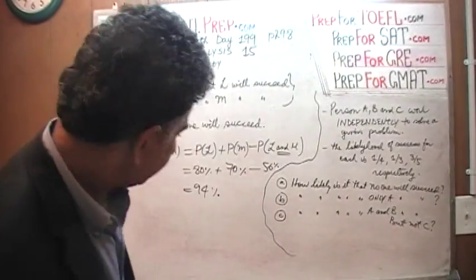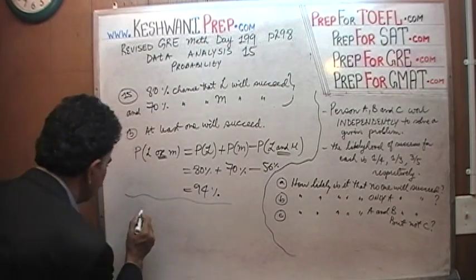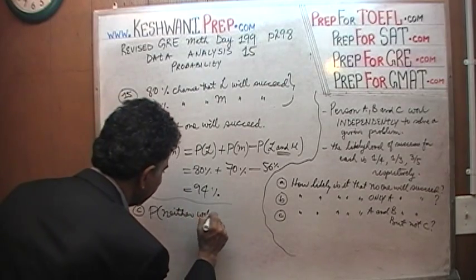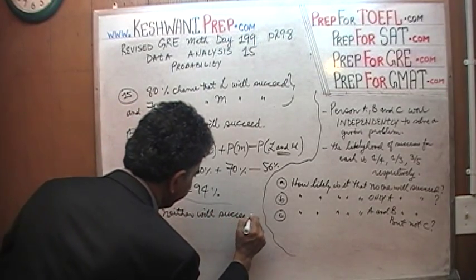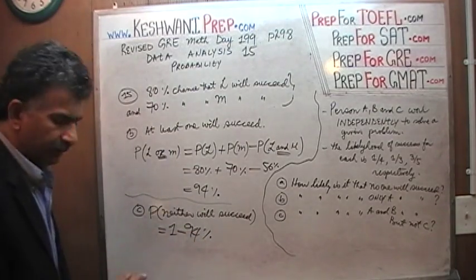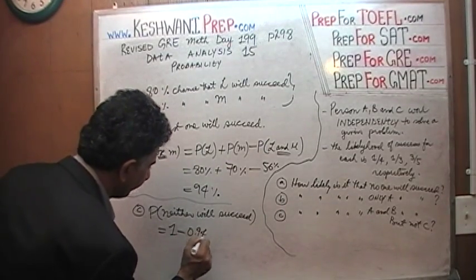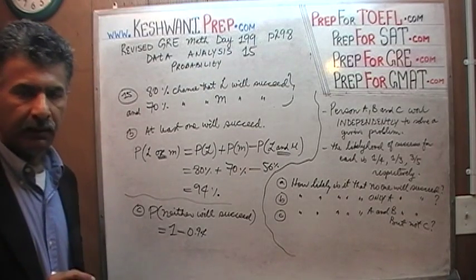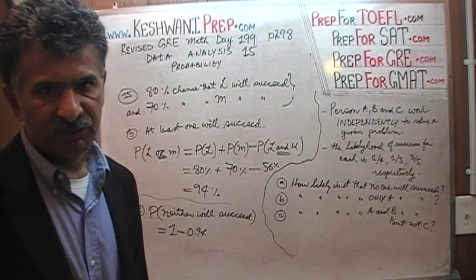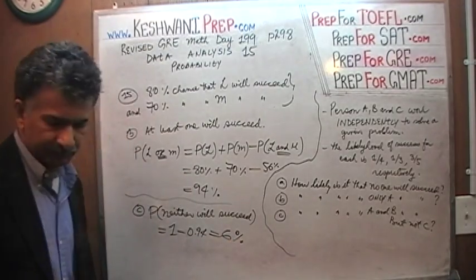Let's do part C. Part C says, what are the odds that neither will succeed? Well, neither is very simple. The probability that neither will succeed is simply 1 minus the odds that at least one of them will succeed. If you're going to write that as 1, then you have to put that as 0.94, because it's the leftover part. If there is a 94% chance that at least one of them will succeed, then there is only a 6% chance that neither will succeed. That's it. 6%.